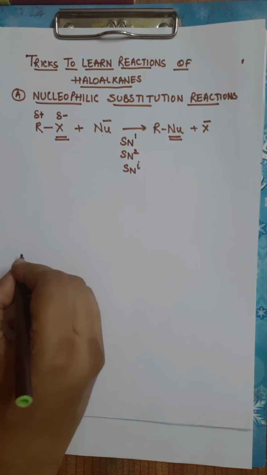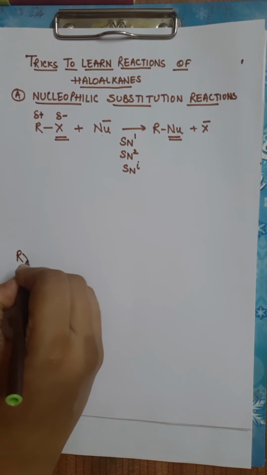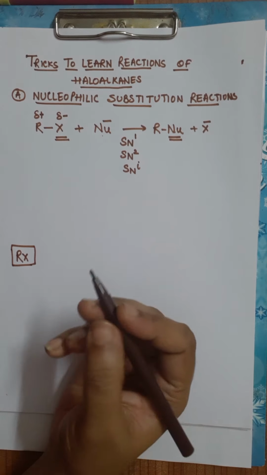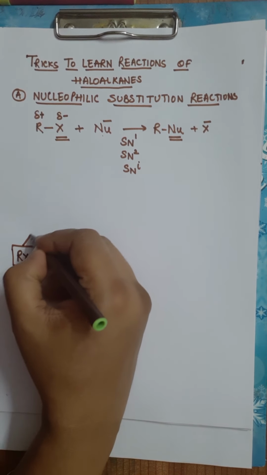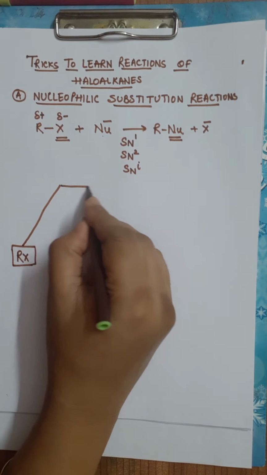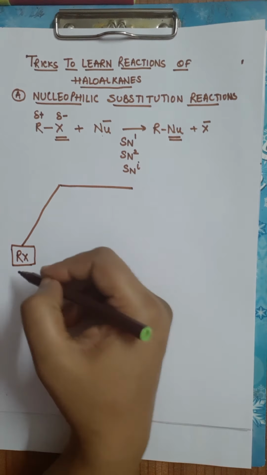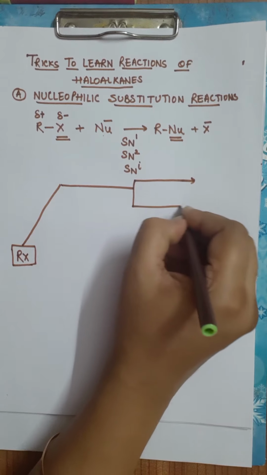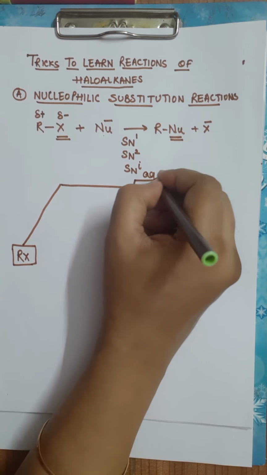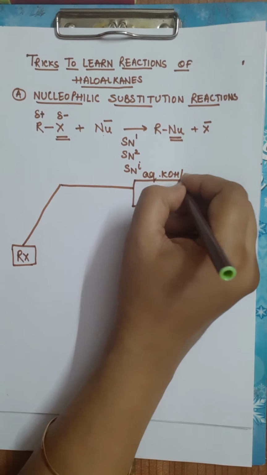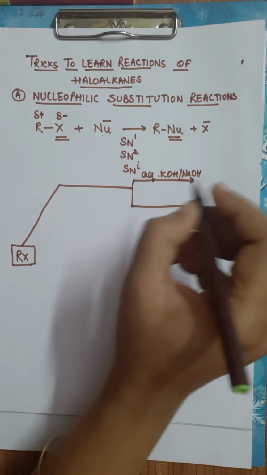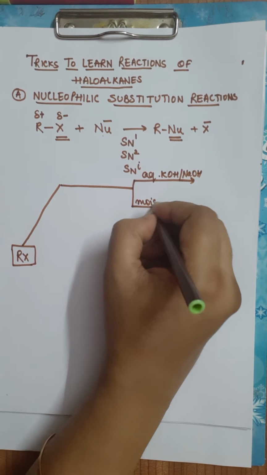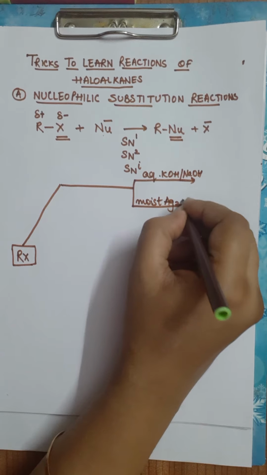So here, what are the nucleophilic reactions given by halogen? Here means the alkyl halide, what are the different reactions given. So the first set of reactions is one in which you are going to replace the halogen with an OH group. Now we use two reagents here. Either we use aqueous KOH or NaOH, or we use moist silver oxide.